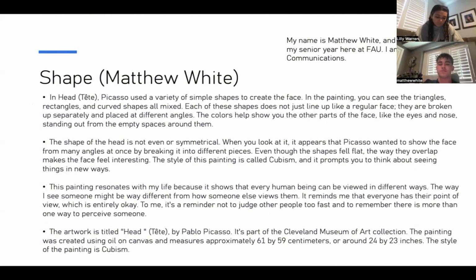What I found really interesting is how Picasso used super simple shapes, triangles, rectangles, and curved lines to make up the face. But instead of everything being lined up like a normal face, the shapes are all broken up and placed at different angles. The head doesn't look symmetrical or realistic, and that's kind of the point. It's a style called cubism, where the goal is to show multiple views or angles all at once.